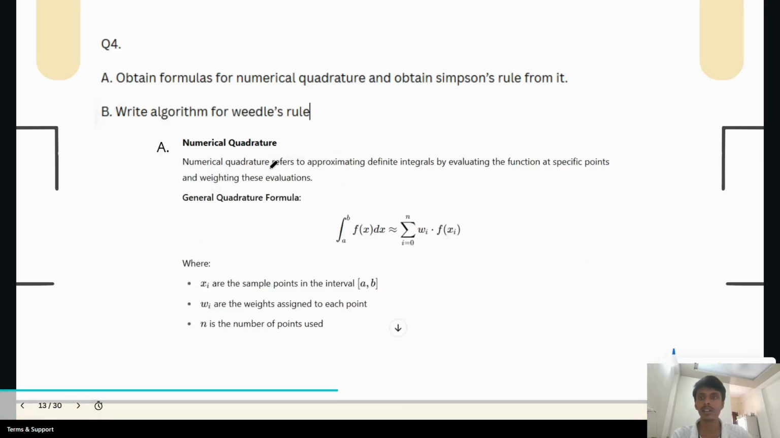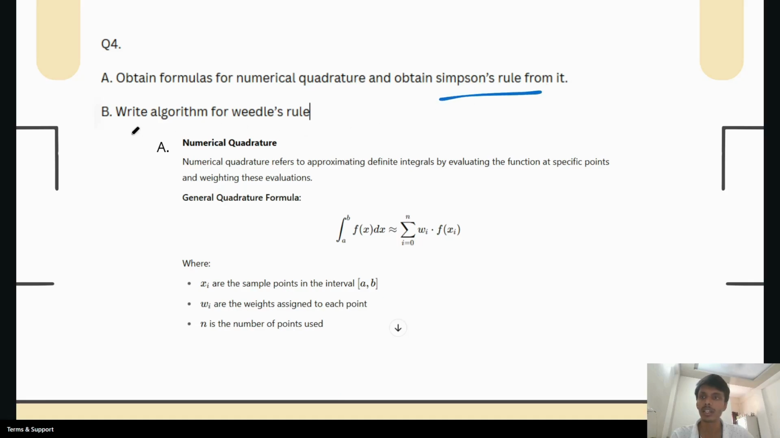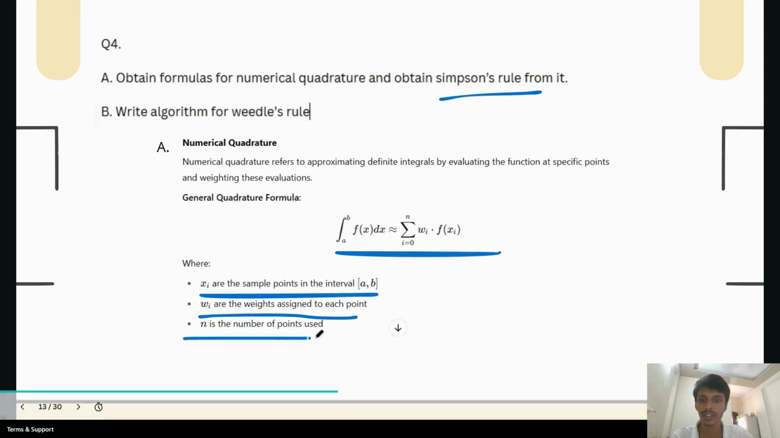Question number 4 is to obtain formulas for numerical quadrature and obtain Simpson's rule from it, and write the algorithm for Weddle's rule. Numerical quadrature refers to approximating definite integrals by evaluating the function at specific points and weighting these evaluations. The general quadrature formula is the integral from a to b of f(x) dx approximately equals the summation over i equals 0 to n of wi times f(xi), where xi are sample points in the interval [a, b], wi are weights assigned to each point, and n is the number of points used.